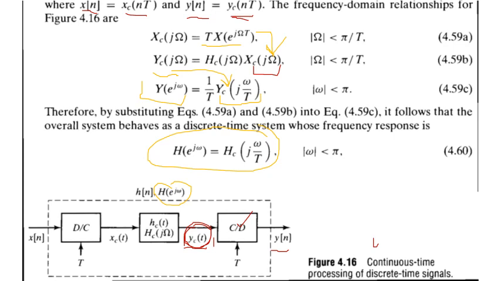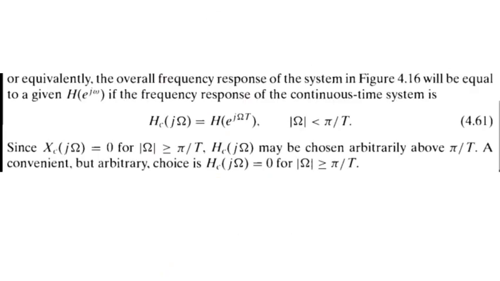Once we substitute all these values in equation 4.59, what is the overall system frequency response? Basically the overall system frequency response is equal to Hc j omega. The only thing is that you need to convert continuous angular frequency to discrete. This is the equivalent frequency response of the system that we saw in figure 4.16.